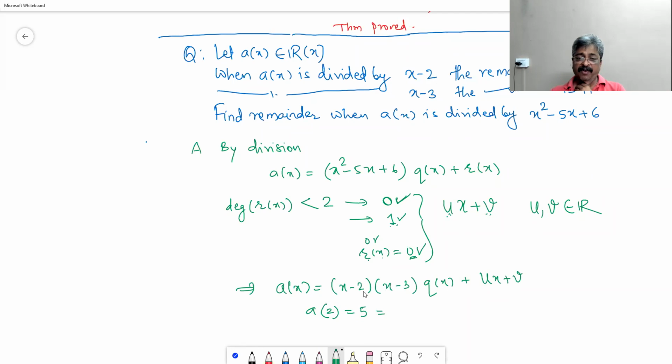But a of 2 we can find out on our own. 2 minus 2, 2 minus 3, q of 2 plus 2u plus v. That is what our a of 2 is. This is 0. Therefore, this term is 0. Hence, we end up getting one equation: 2u plus v is equal to 5.